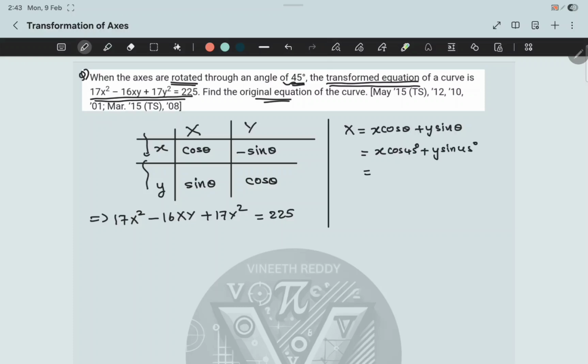And all of us know that cos 45 and sin 45 is equal to 1 by root 2. So we can write x by root 2 plus y by root 2. Ultimately we get x plus y divided by root 2. Now we have to replace capital Y with small x and small y.